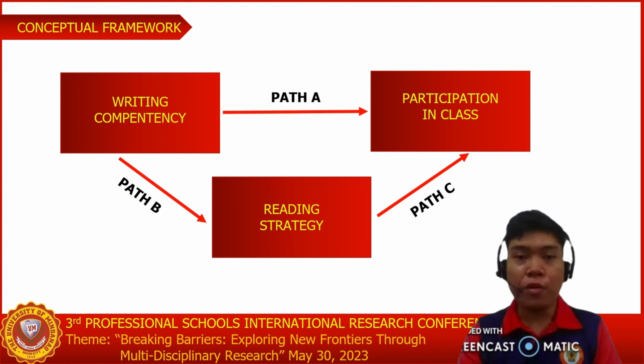This research will use 4 measures to determine the mediation of reading strategy on writing skills and participation of students in class and what type of mediation occurred. Part A shows the effect of writing skills on students' participation in class. Meanwhile, Part B shows the direct effect of writing skills on the mediating variable, reading strategy. Further, Part C shows the direct effect of the mediating variable, reading strategy, on class participation. And the last one shows the indirect effect of writing skills on class participation using the mediating variable reading strategy.